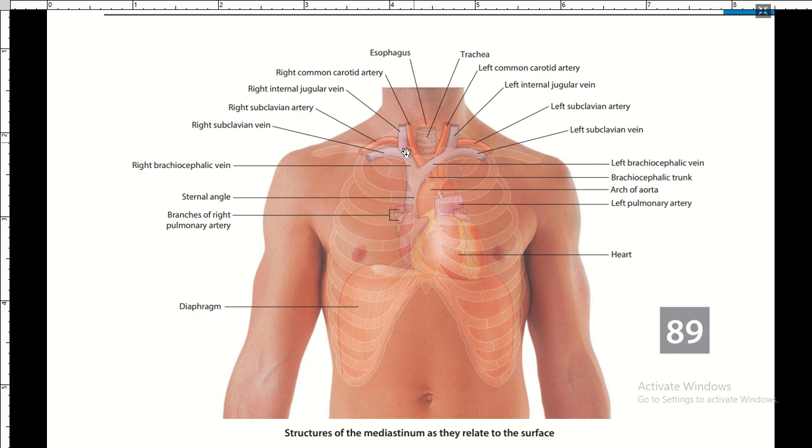It's going to have a superior aperture that is bounded posteriorly by the T1 vertebra, anteriorly by the upper border of your manubrium, and laterally by the medial borders of your first rib. Your inferior aperture, which is greater than the superior aperture, is bounded by the diaphragm. You see this dome of the diaphragm, right? We said it is convex within the thorax and concave within the abdomen. So this diaphragm closes the inferior aperture.